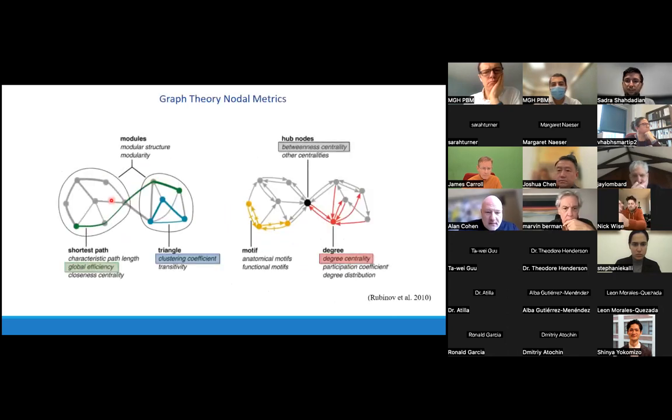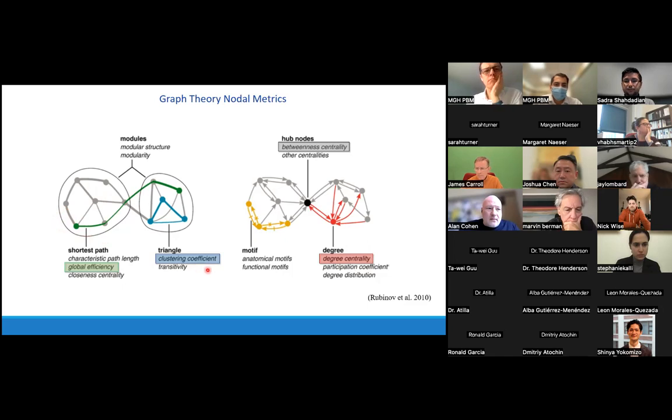So when we're talking about the connectivity, one of the ways to look at the connectivity is looking at the graph theory metrics. So we have nodal and global metrics. Today I'm going to just report the nodal metrics. So for example, when we're looking at a network and we look at one node in the network, we can measure the global efficiency as one of the metrics. The global efficiency shows the integrity of that node in the information flow in that network.